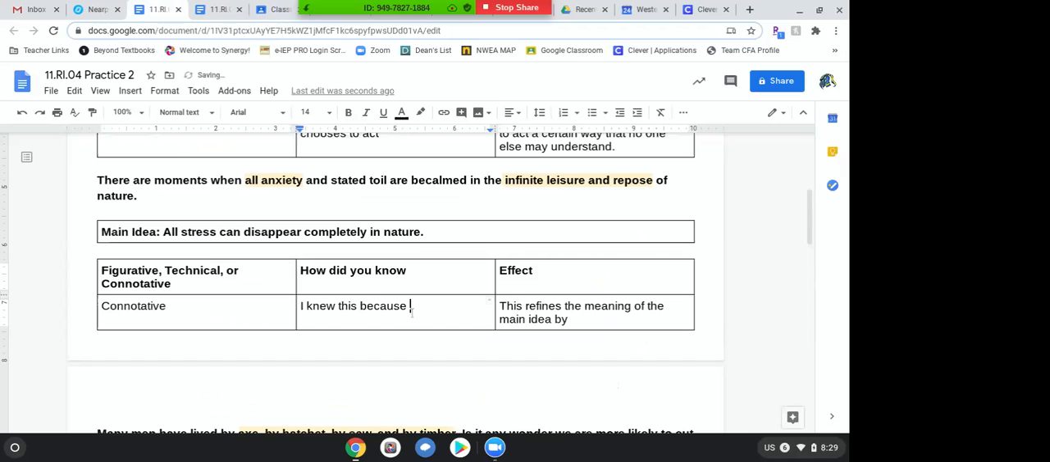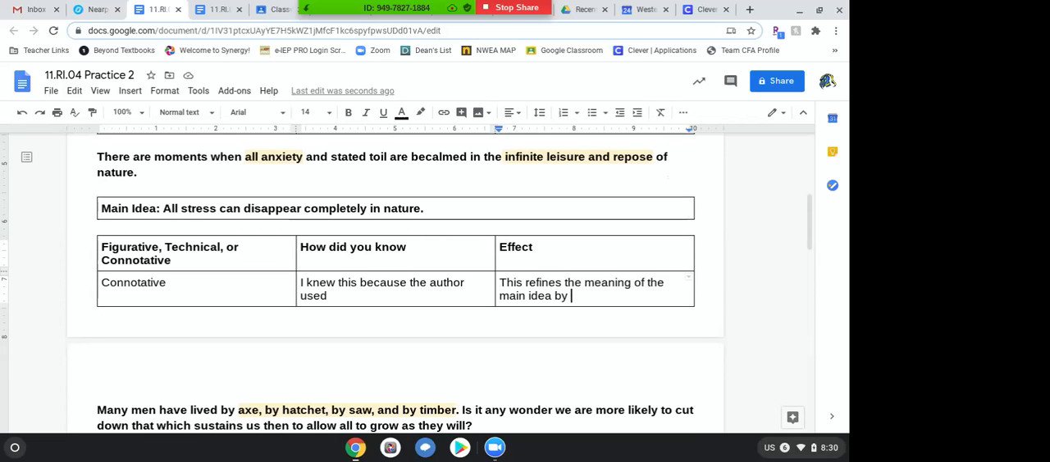And we should know this because we should either be able to identify exaggeration or sensory, because the author used, I won't give you the answer here, but you can figure it out. The author used all anxiety or infinite leisure. Is that sensory or is that exaggeration? And then how does it refine the meaning? How do these connotative terms, all anxiety and infinite leisure, make the main idea more precise? And that's where I will leave you guys to continue working independently.